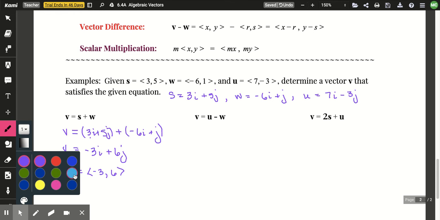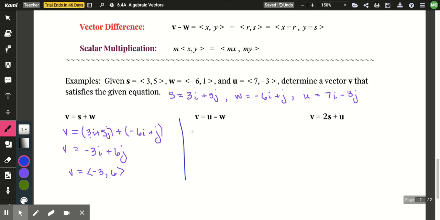Okay, looking at the second one here now, we want our vector v now to be a difference of u minus w. So once again, I'm going to start with just a substitution there. So vector u in linear combination form is 7i minus 3j. And then vector w is negative 6i plus j. And then once again, from there, I can rely on my algebra skills. So this time I know I can't just drop the parentheses and pretend like they weren't there. I would need to distribute that minus first. So I'm going to go ahead and do that.